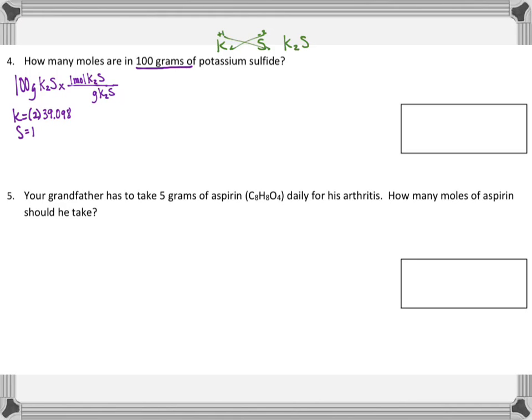I have 1 sulfur. I don't know why I put the parentheses there. Let me change my parentheses. I put parentheses on my number. And sulfur is 32.066.